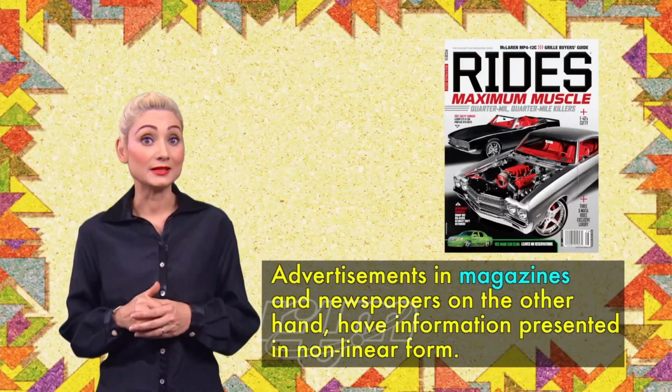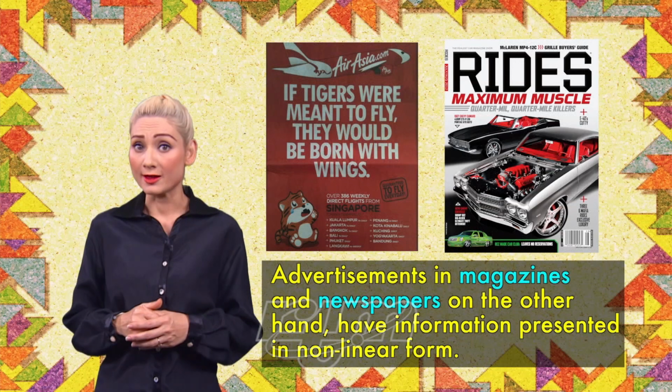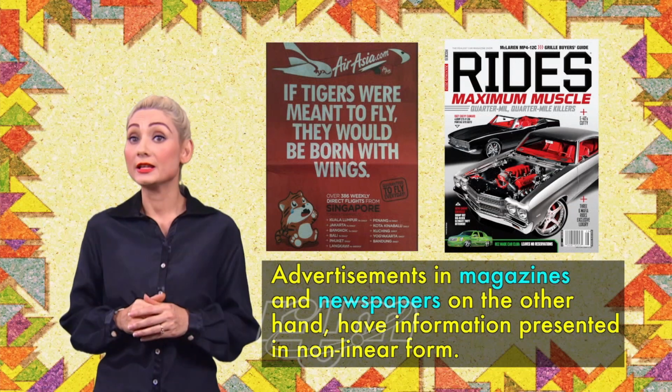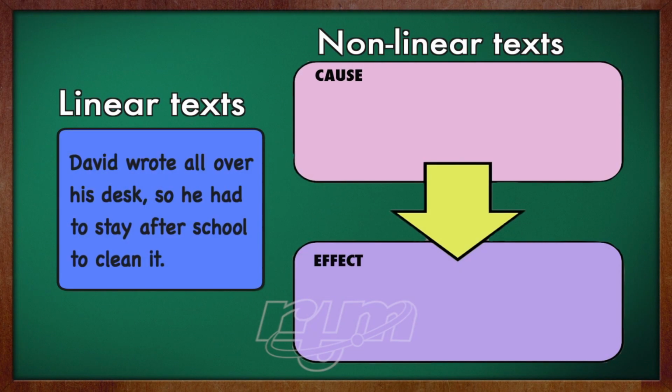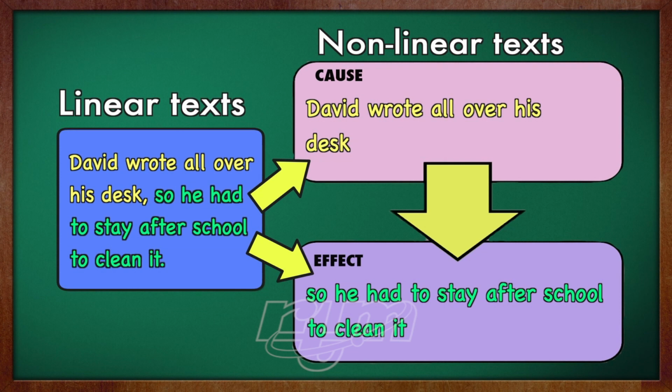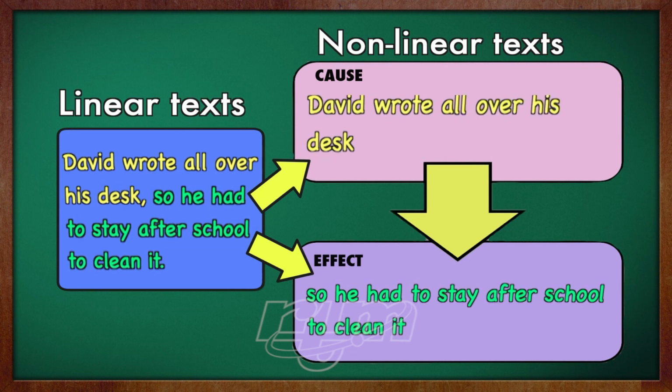Advertisements in magazines and newspapers, on the other hand, have information presented in non-linear form because the idea is to get readers to understand what the product is without having to read the whole description. Therefore, it is important that students know how to pick out information and transfer them from both linear and non-linear forms.